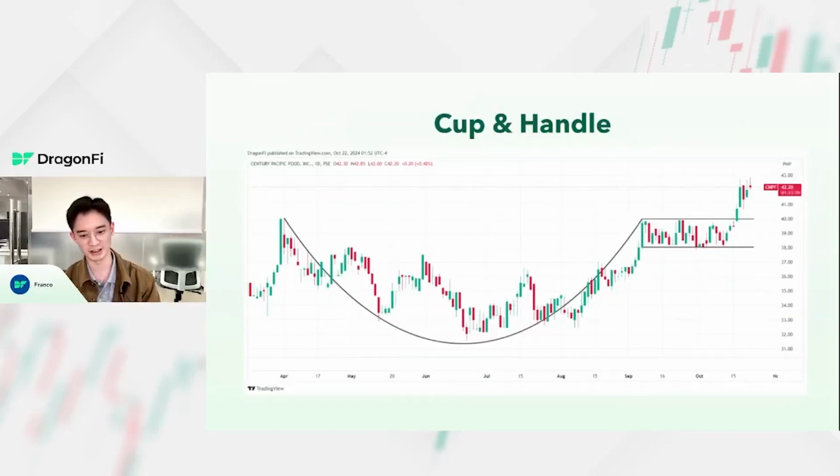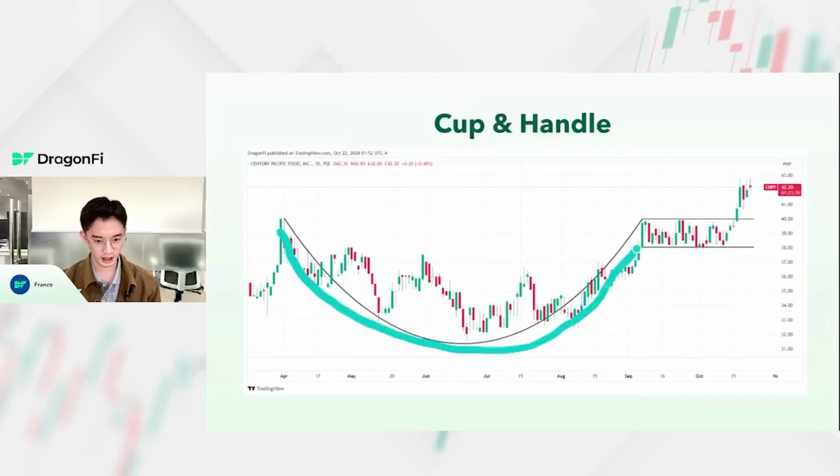Next is the cup and handle. This is probably my most favorite chart pattern. It's something I've executed many times, both here in the US. So it's self-explanatory. For a cup and handle to form, you must identify a chart that has shown you a cup, right? And then it will consolidate into a handle. But sometimes the handle is not like this. The handle can go down like this.